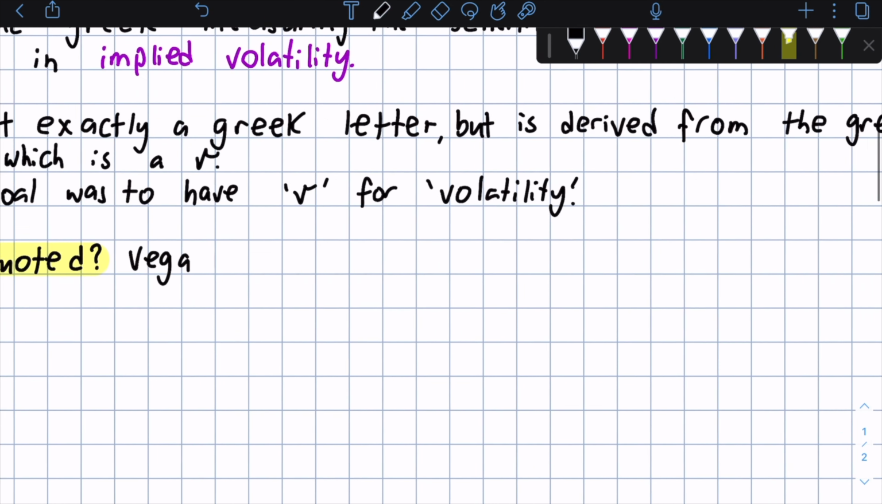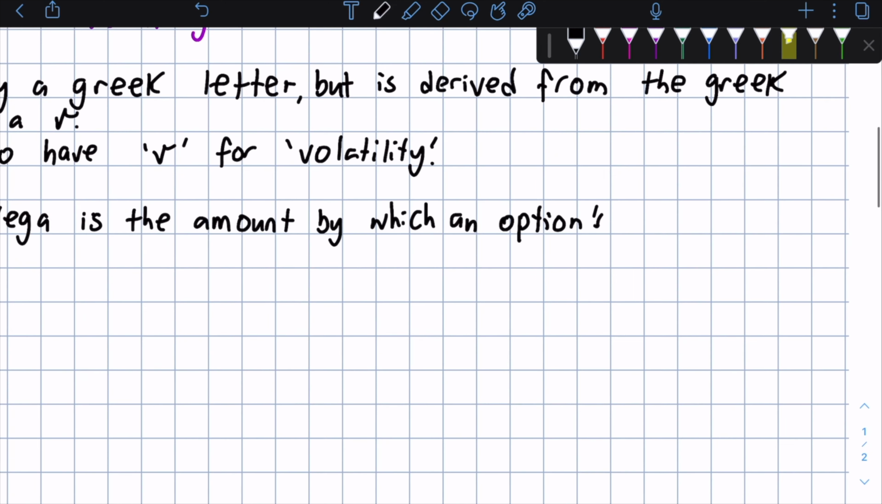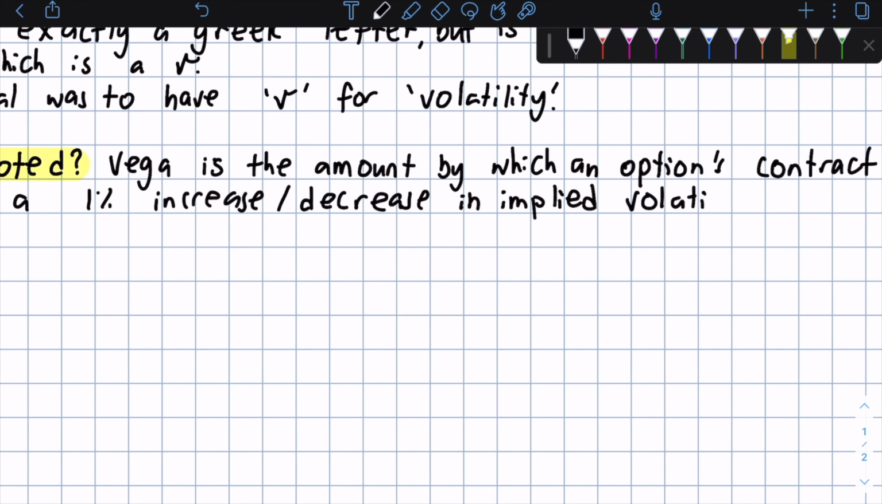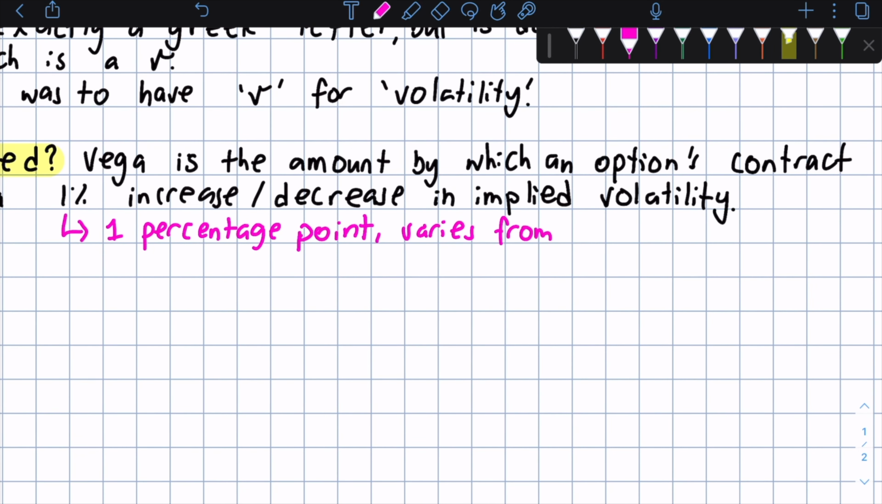So how is it quoted? Vega is the amount by which an options contract changes in value for a 1% increase or decrease in implied volatility of the underlying. And this 1% is 1 percentage point, which is different than 1%.